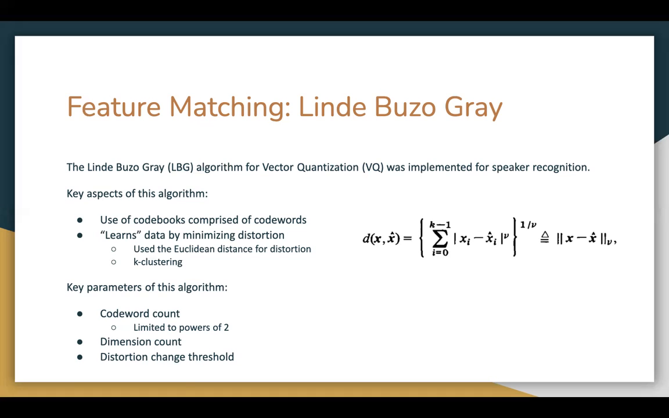Some key parameters in our algorithm: one is how we're calculating distortion, and we did this using the Euclidean norm. Then some parameters that can be modified are how many centroids or code words are used for each training vector, what our dimension count is, which is how many MFCCs you want to use in this feature space, and a threshold on converging these centroids, which I'm calling a distortion change threshold. Next slide.